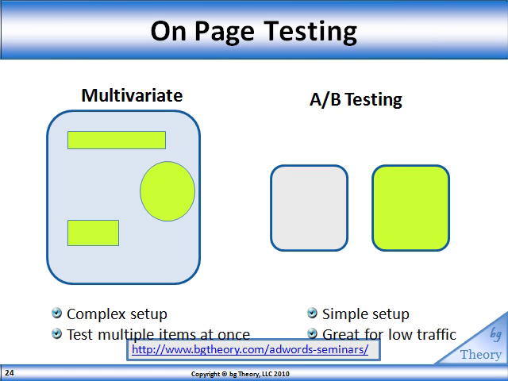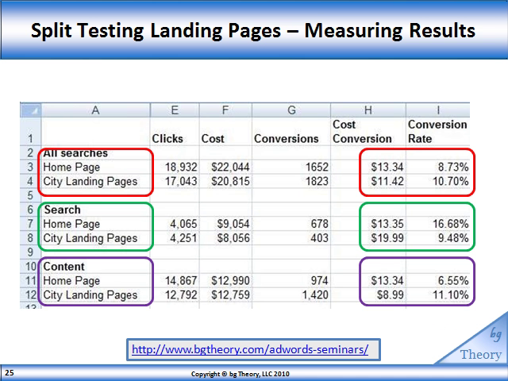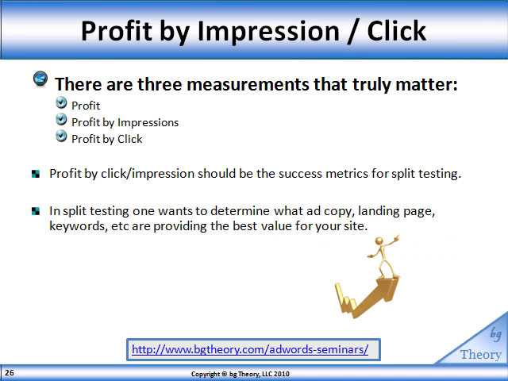There's two major ways to test landing pages: multivariate and A/B testing. And so we'll walk through how to set up these tests. Next, we'll look at how to interpret the data based upon what you're trying to accomplish. What you'll often find is there's a different best page for the search network versus the content network. So look at how to filter the data out and pick out different landing pages based upon how much the user knows. We'll wind up the testing section talking about my favorite metric: profit by impression or profit by click.